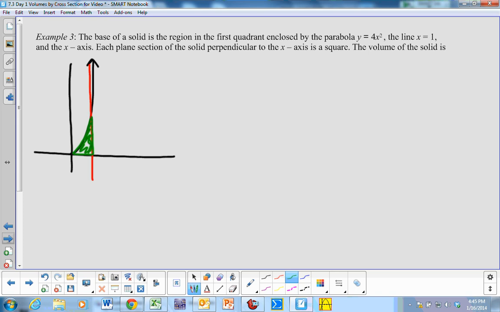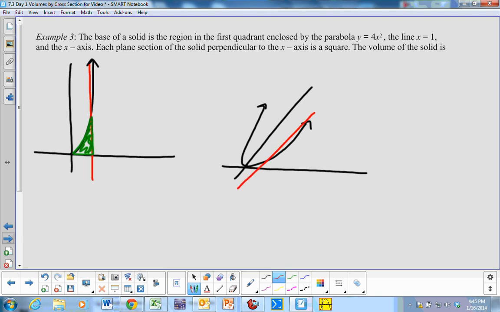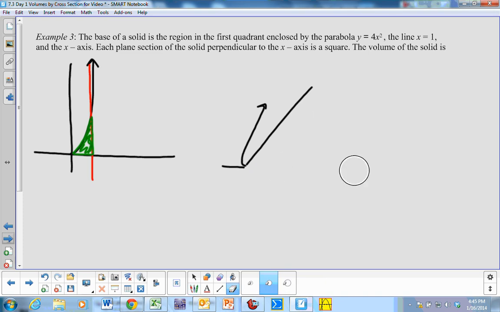And so we're going to have plane sections. All of our sections, the slices that we're going to make, are perpendicular to the x-axis, and they're squares. So we're going to redraw this where it looks like the perspective, where it looks flat. So here's our x and y-axis, and so we're going to draw our parabola like this, and our line x equals 1 parallel, and then oh, that's going to really make it hard to see our region. I guess I better draw it bigger than that. Try that again.